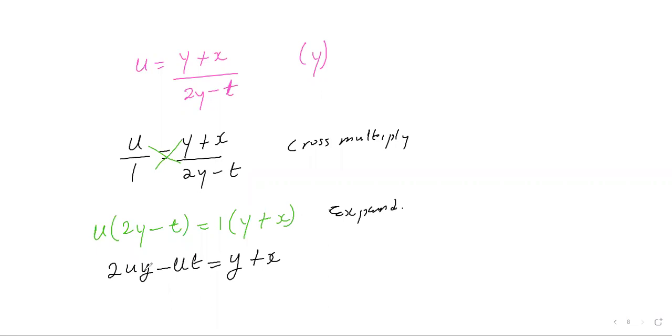Now, if I have y on the left-hand side and y on the right-hand side, and we want to make y the subject, what do you think I would do? Anybody want to try?